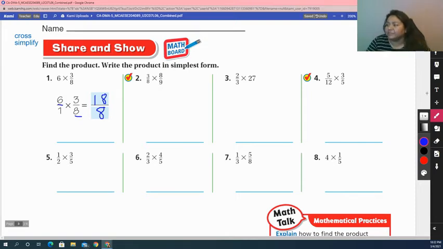So that means that I can definitely divide both the numerator and the denominator by 2. When I do that, I get 18 divided by 2, which is 9, and 8 divided by 2 is equal to 4. So there I got 9/4.